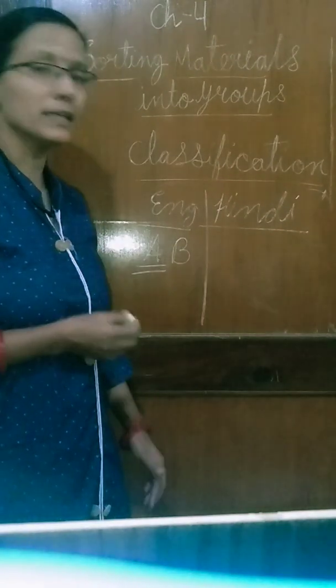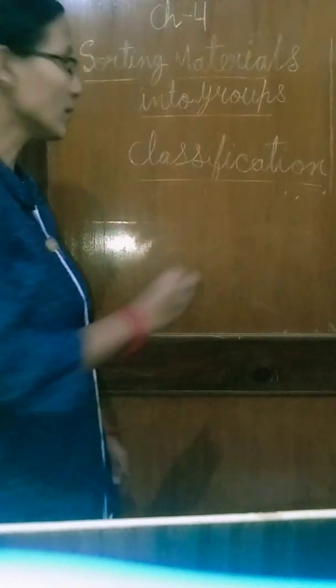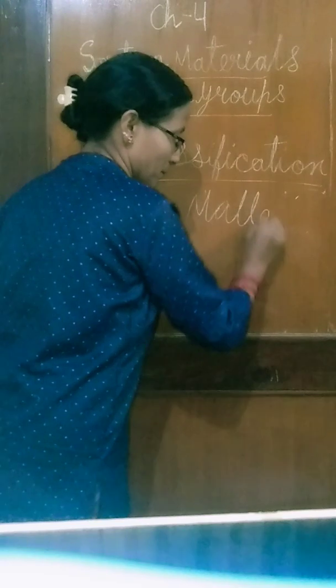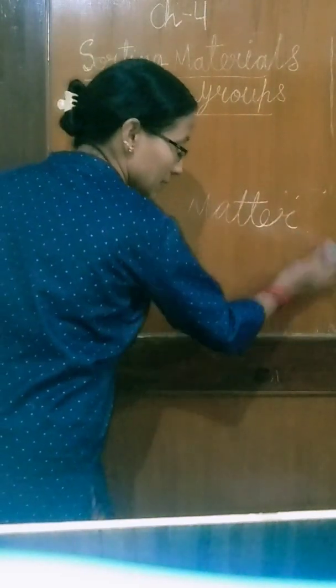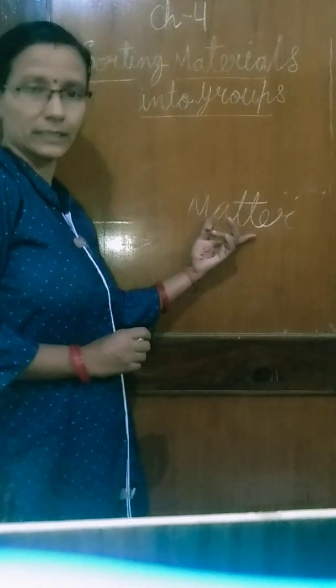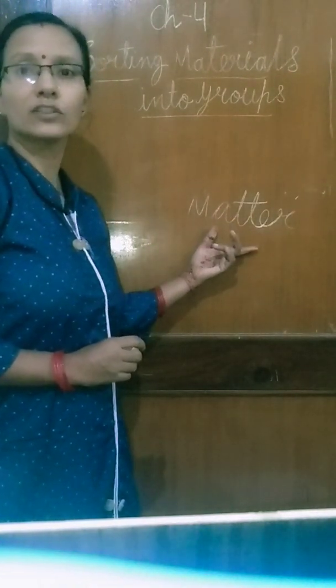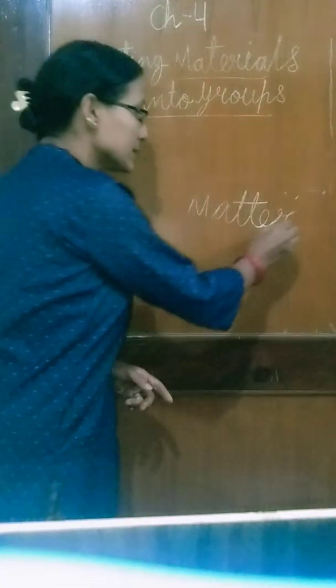Clear? Now the materials. Okay, is all the things in our surroundings made up of matter. So what is matter? What is matter? Clear? First thing is clear. Sorting material is also known as classification. The same material is used for making different things and the things which can be made by different materials. So what is matter? Matter, anything which occupies space and has a mass, okay, is known as matter.